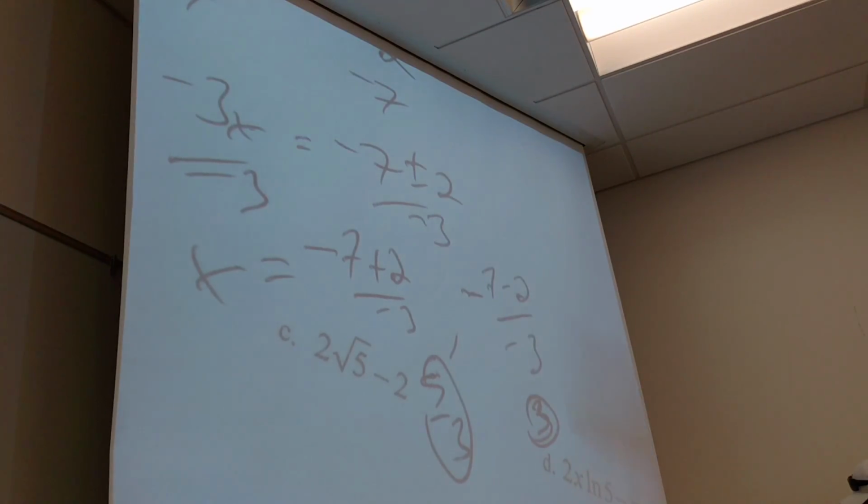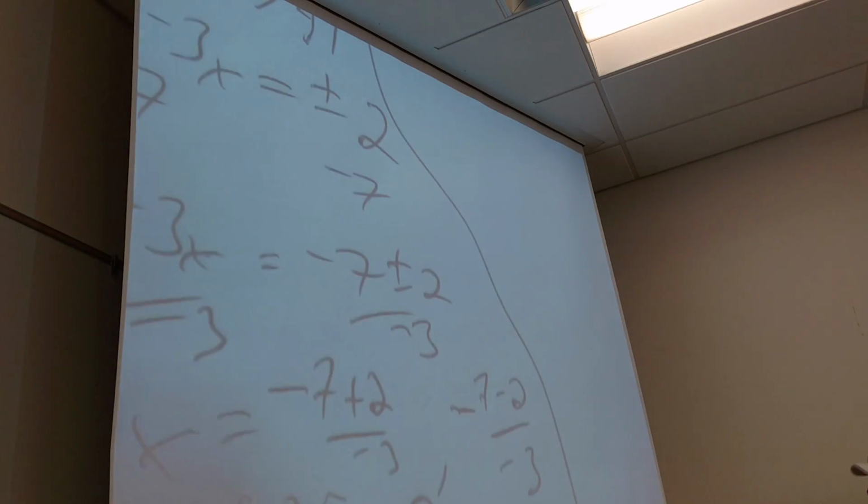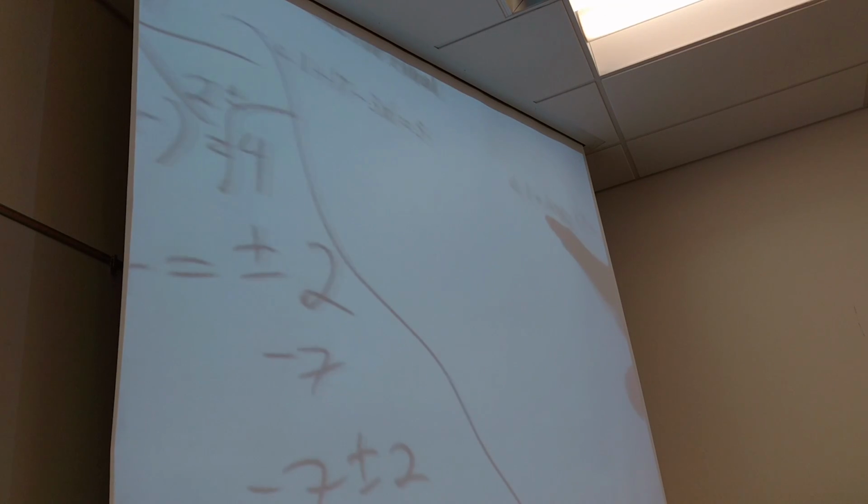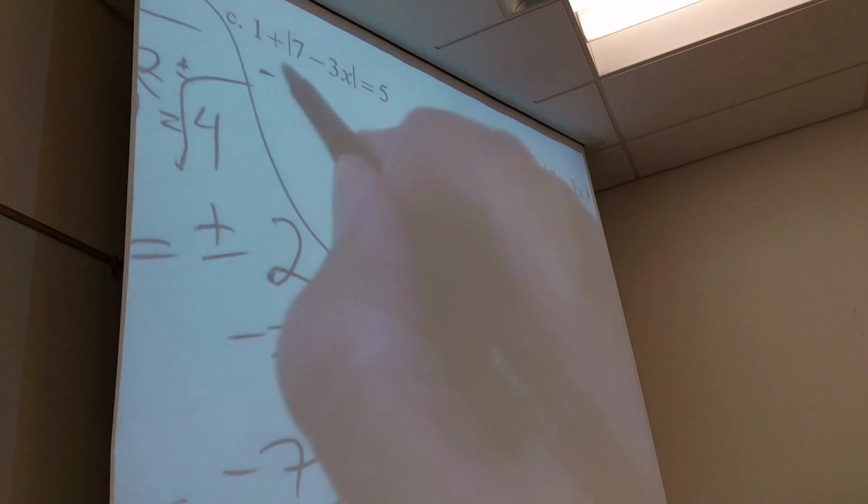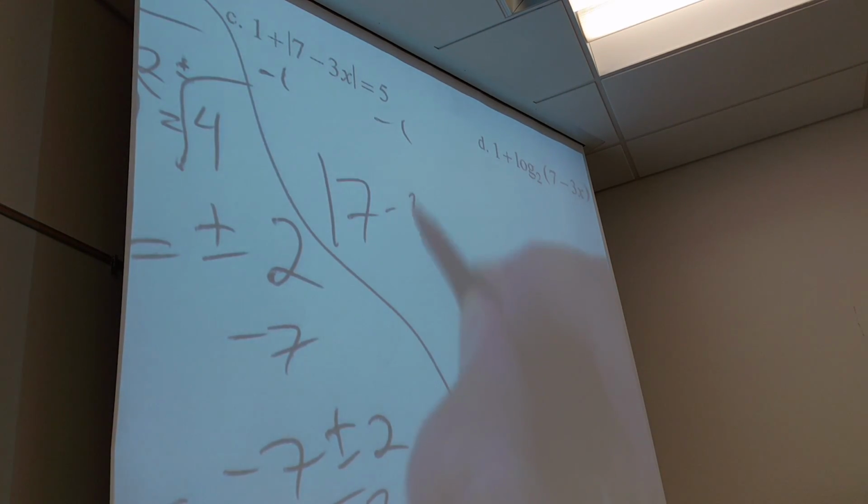And then part C, same first step. So my whole point is find out where your x is stuck. Get that piece by itself first.